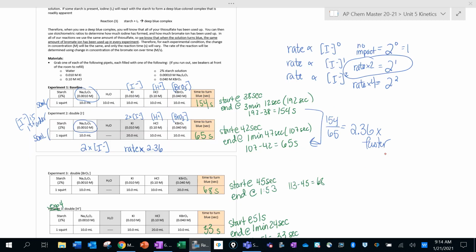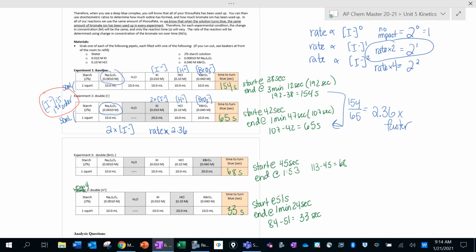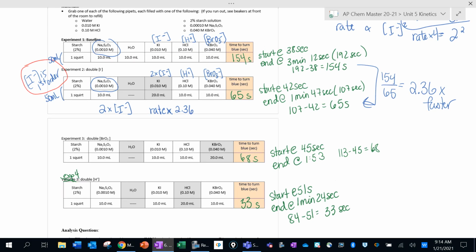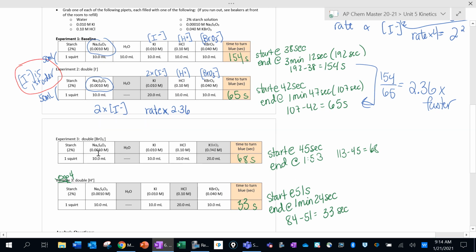Okay, so I had to step away for a moment, but I think where we took a break is we just talked about the idea that it looks like iodine is first order, okay? And that's because when we double the concentration of iodine, the reaction turns blue about twice as fast. It's not exactly twice as fast, but it's about twice as fast. Again, this is real data, so it's not going to be perfect. Okay. And notice that bromate is very similar. So we're going to draw a very similar conclusion for experiment 3 with bromate. So I'll let you do the math here and see how much faster it got.